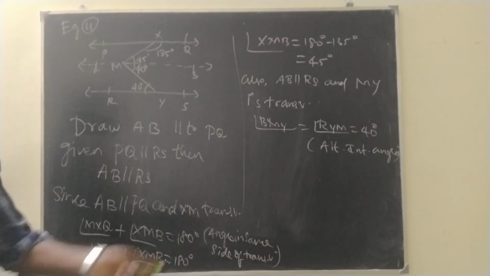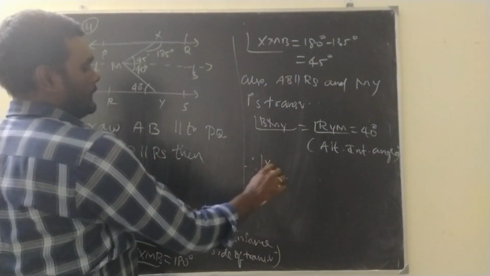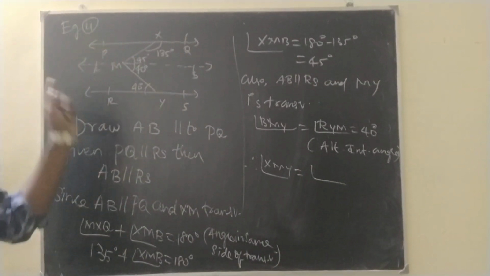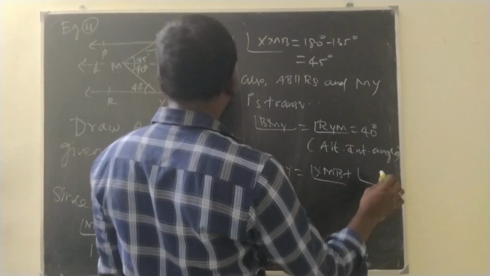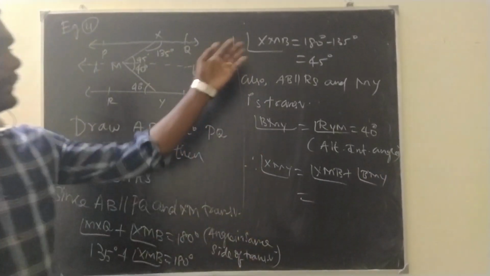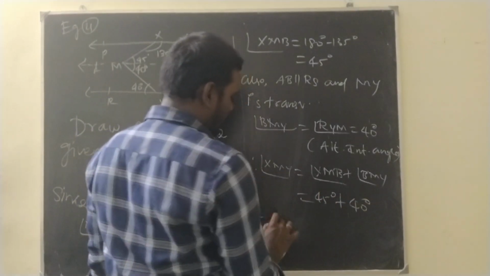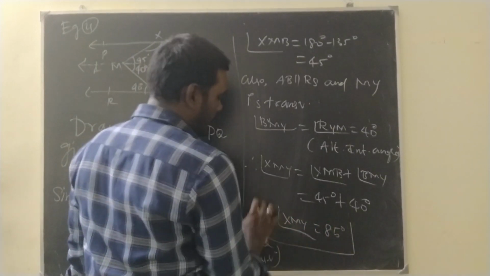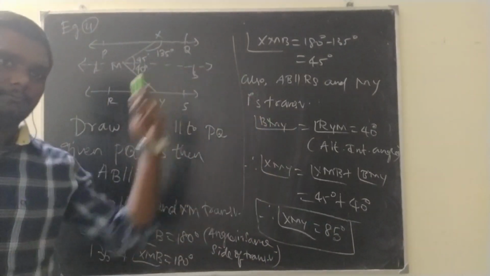Okay. So, therefore, the angle XMY is equal to the sum of two angles, that is XMB plus angle BMY. XMB, what have we found? 45 degrees plus this 40 degrees. So, therefore, angle XMY they asked for is 85 degrees. This much process is there.